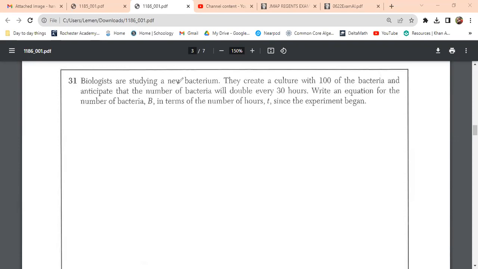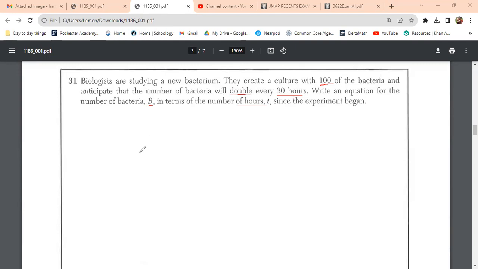It says biologists are studying a new bacterium. They create a culture with 100 bacteria. So they start with 100 bacteria, and then they anticipate that the number of bacteria will double every 30 hours. So they want us to write an equation for the number of bacteria, B. So this is going to be a function, B of t, in terms of the number of hours, t, since the experiment began.